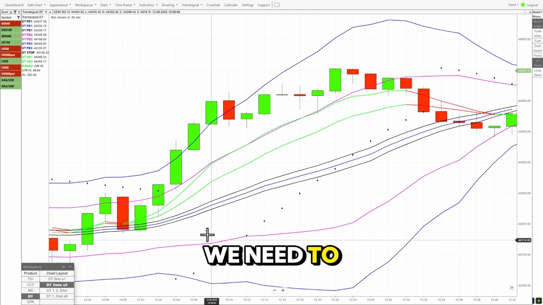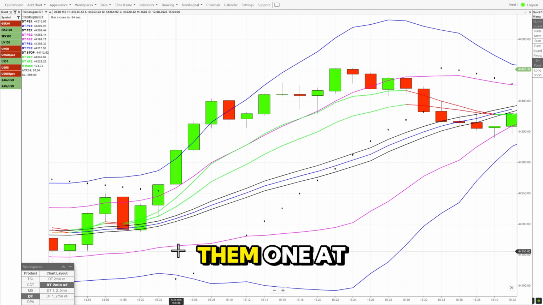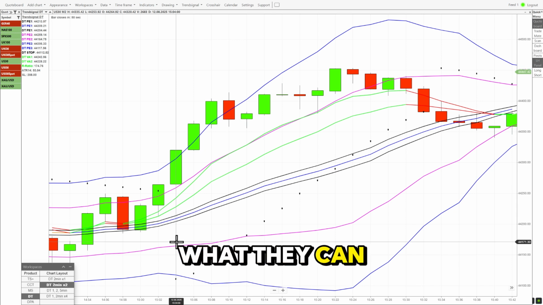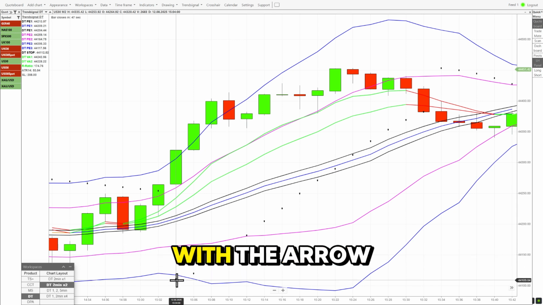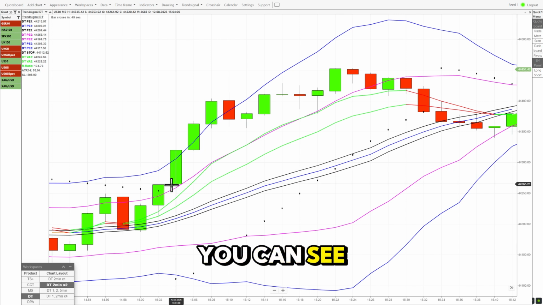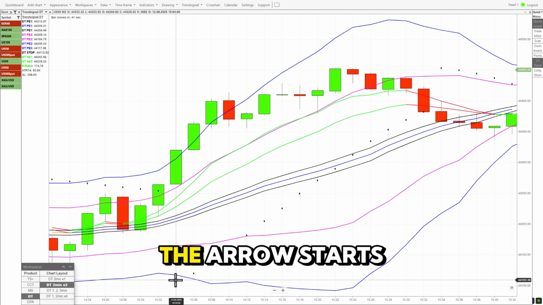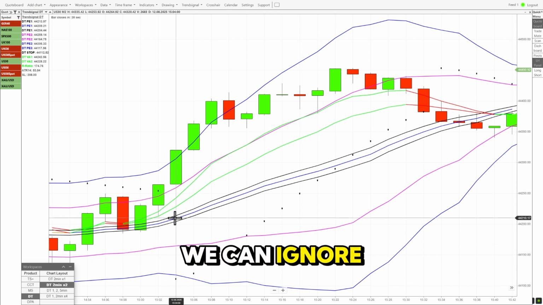There's a couple of factors we need to take into account to check if this is valid. Let's go through them one at a time, and let's see if you understand these steps and put them into practice, what it can actually do for your account. So we start with the arrow outside of the bands. You can see there's a couple of bands in here. The blue one is the important one for what we're discussing at the moment. The arrow starts outside.